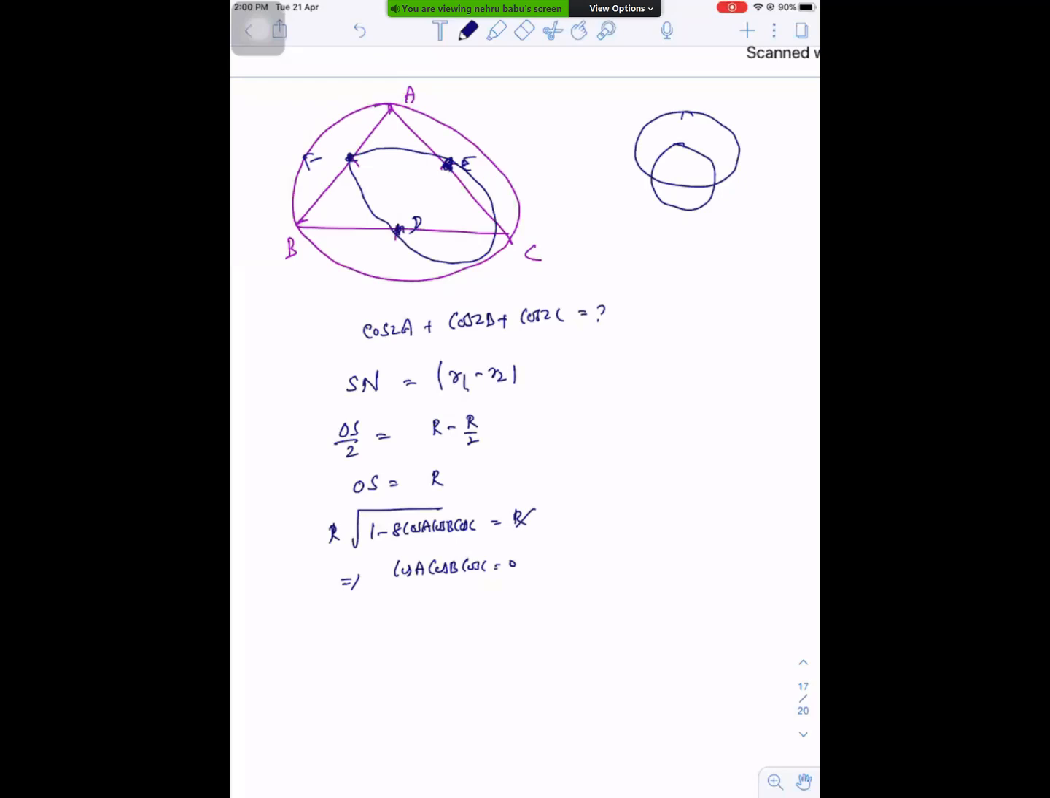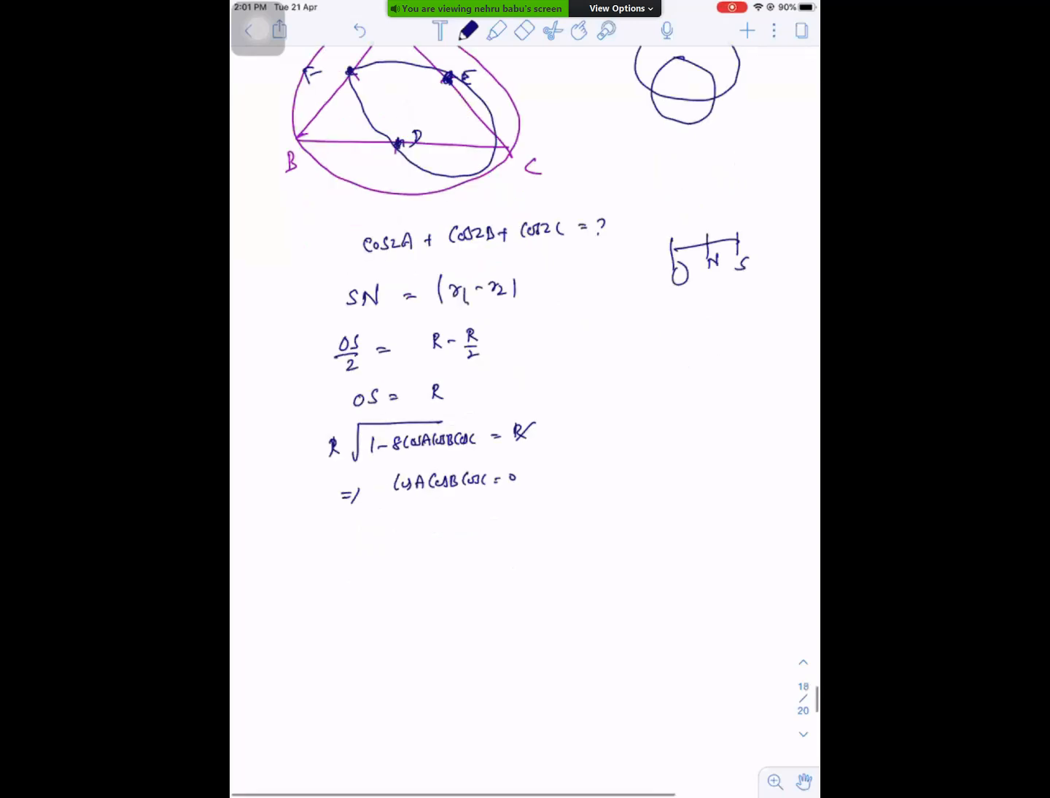Sir, the center is the 9-point center, no, sir? So the 9-point center to circumcenter distance should be R1 minus R2. Yes, correct. Here I mentioned SN equal to mod R1 minus R2. The 9-point center is the midpoint of the orthocenter and circumcenter, so SN length is exactly OS by 2. That result we are using. So cos A cos B cos C is 0, which means this is happening only in a right angle triangle.